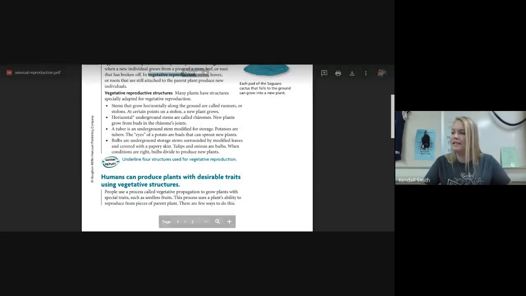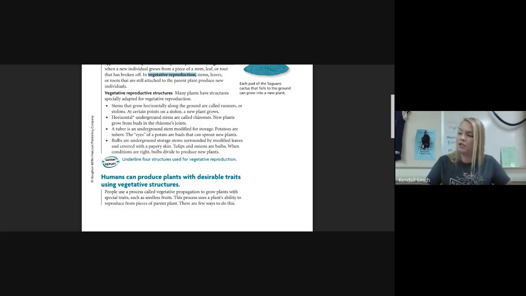A tuber is an underground stem modified for storage. Potatoes are tubers. Beets are tubers. Jicamas are tubers. The eyes of the potato are buds that can sprout new plants. Bulbs are underground storage stems surrounded by modified leaves and covered with papery skin. Tulips and onions are bulbs. When conditions are right, bulbs divide to produce new plants. Okay.